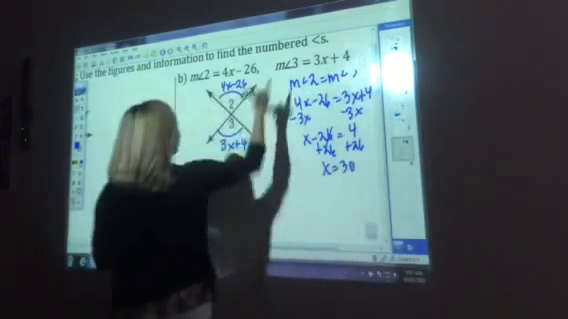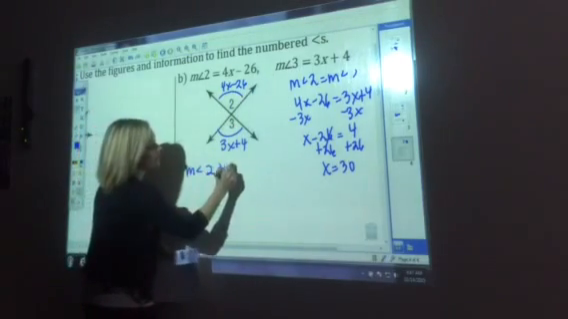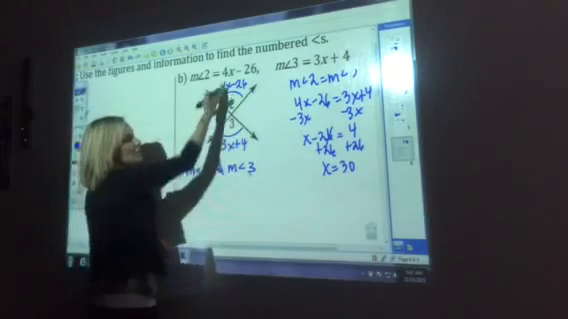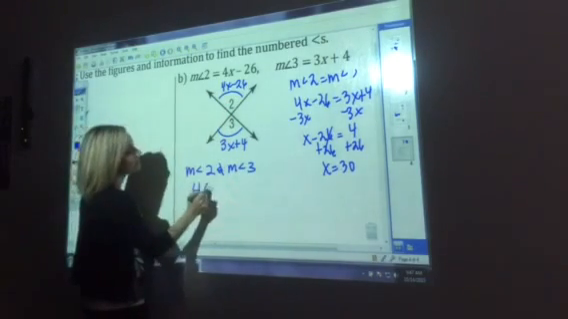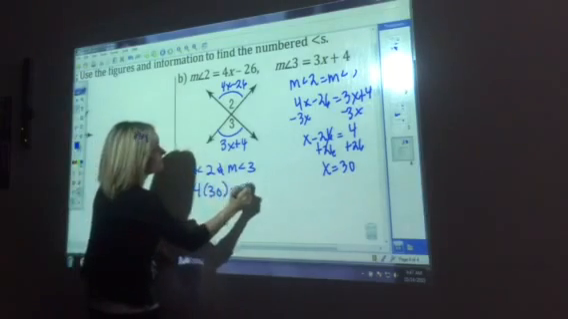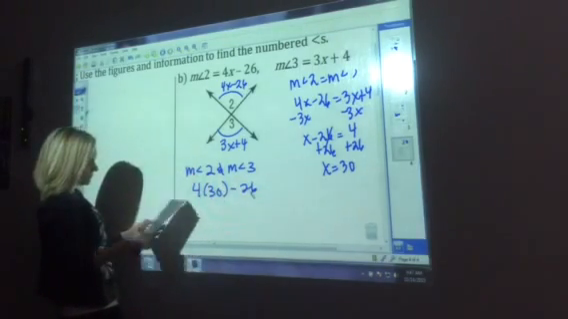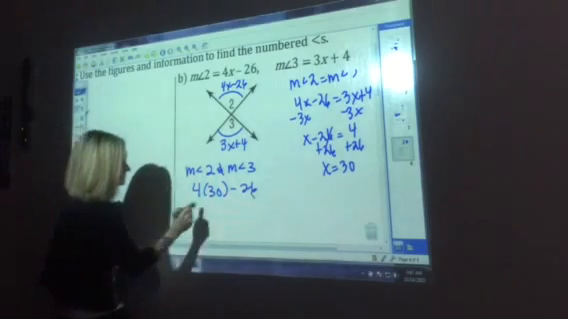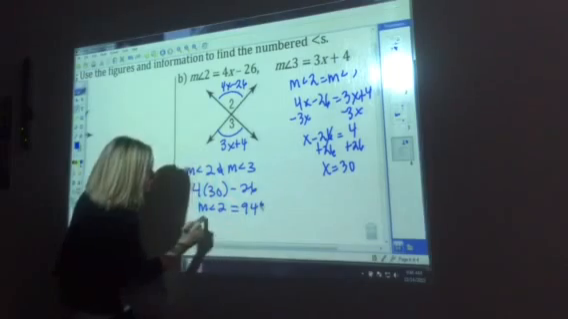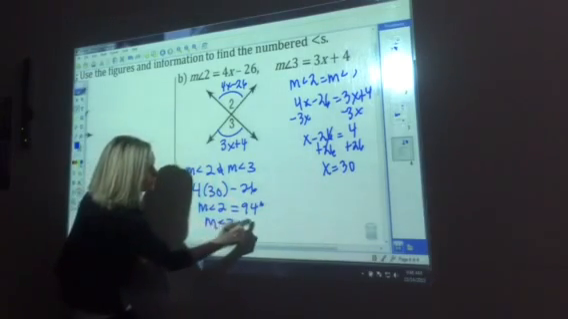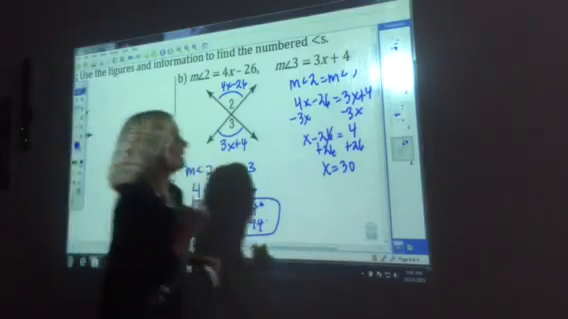Alright, so if I'm finding the measure of angle 2 and the measure of angle 3, they are going to be the same, right? So it doesn't really matter which one I plug it into. So here if I have 4 times 30 minus 26, that's going to give me 120 minus 26, which would give us 94, am I right? Yes. So the measure of angle 2 is equal to 94, and then so is the measure of angle 3 because they are congruent. All right? So there's our vertical angles.